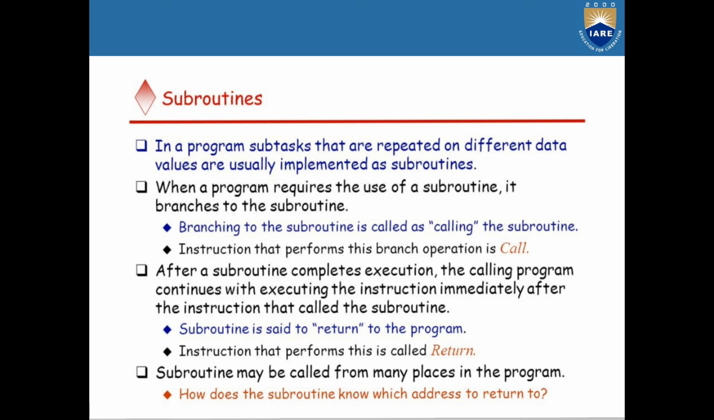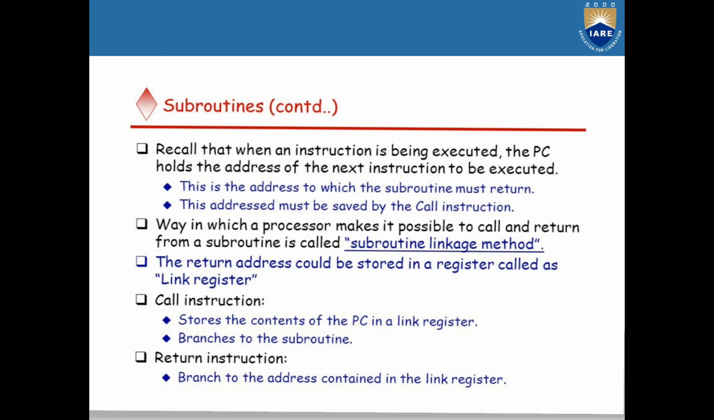Subroutines. In a program, subtasks that are repeated on different data values are usually implemented as subroutines. When a program requires the use of a subroutine, it branches to the subroutine. After the subroutine completes execution, the calling program continues with the instruction immediately after the instruction that called the subroutine. A subroutine may be called from many places in the program.